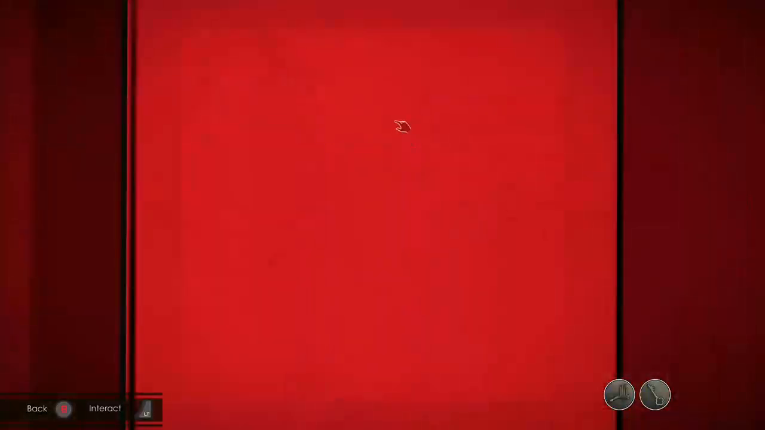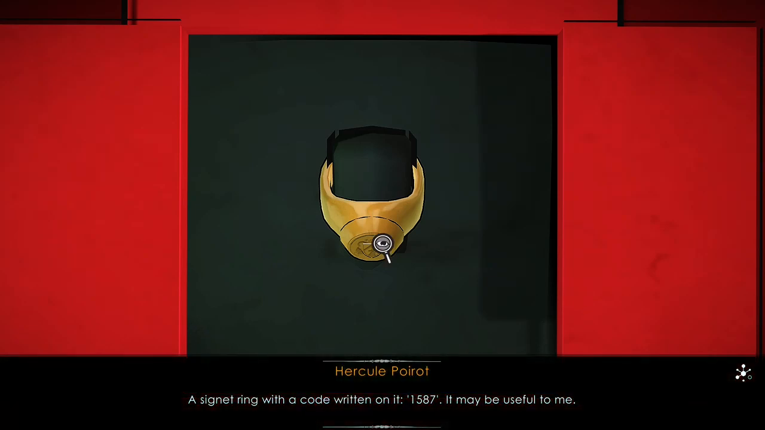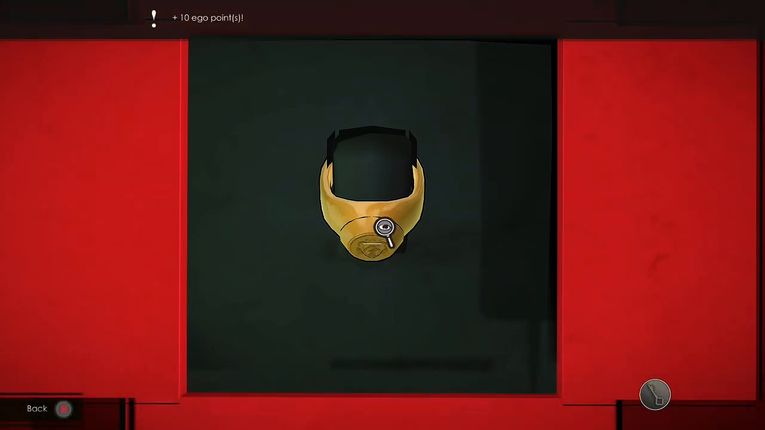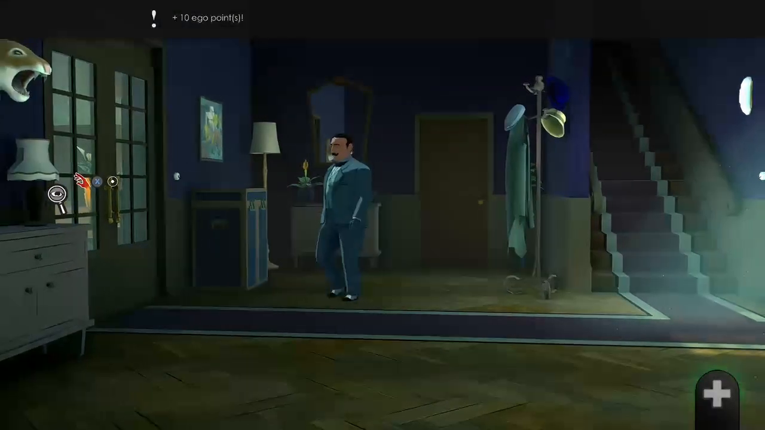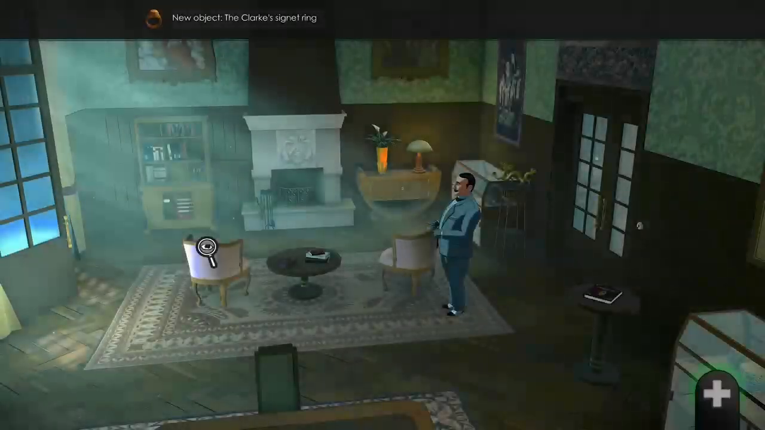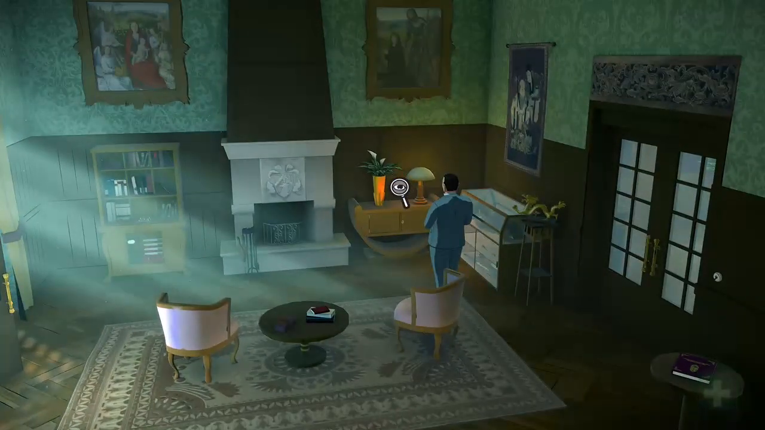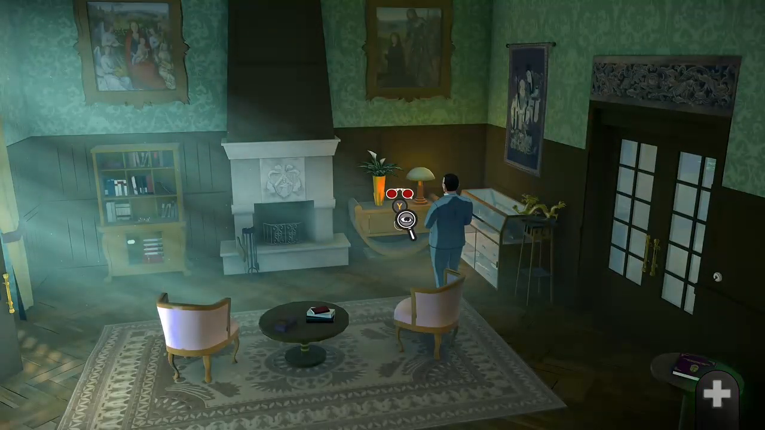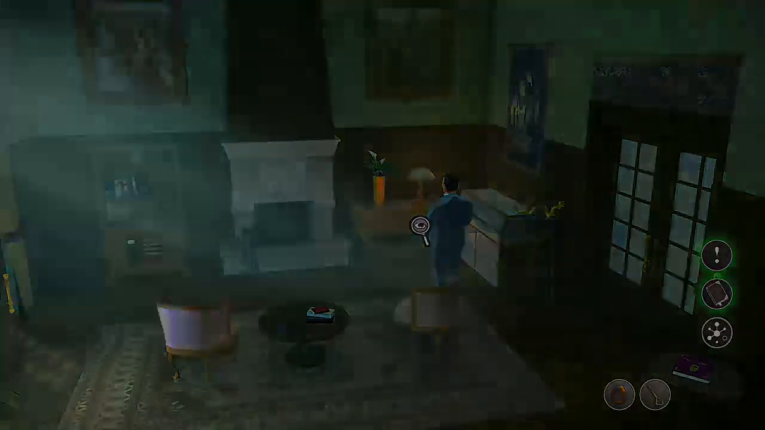What panel? Oh. A signet ring? Is the ring not the same as the code written on it? 1587. 1587. It may be useful to me. Great. Are we stealing it? The door is... Is that the right key?